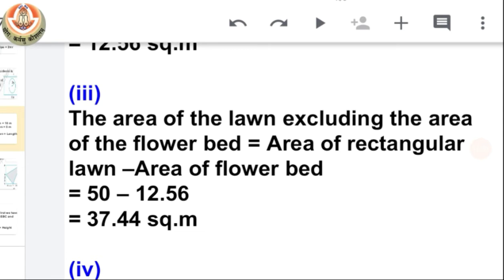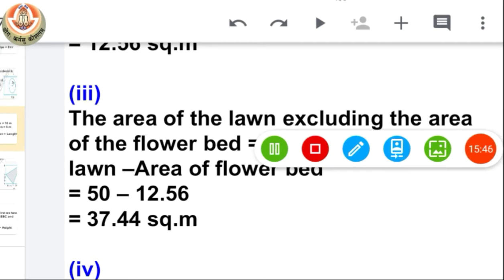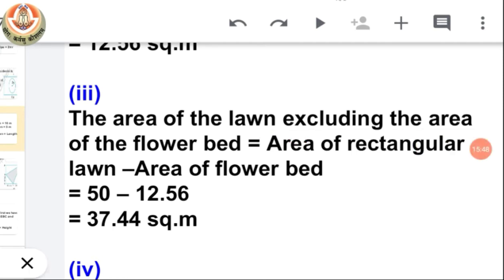That is 50 minus 12.56, and we have the answer 37.44 meters square as the area of the lawn excluding the area of the flower bed.